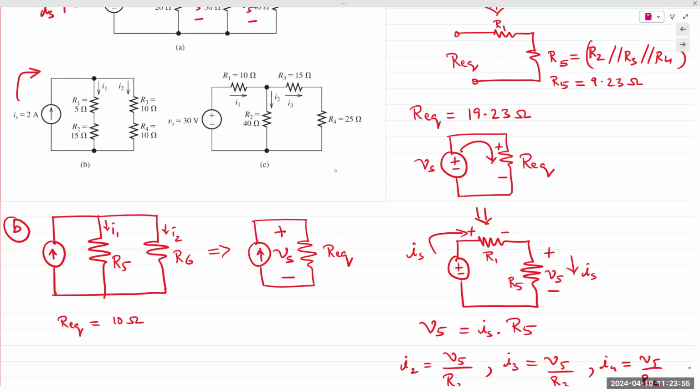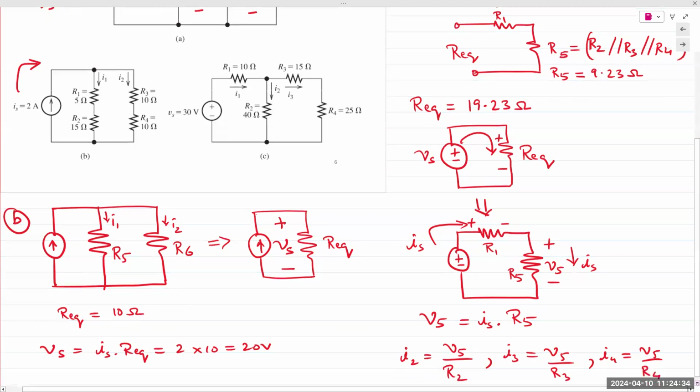Voltage Vs is the same for all 3 branches. So Vs would be equal to Is times Req, 2 times 10, 20 volts. 20 volts appears across the current source, across the first branch, and also across the second branch of the resistance. You now have the voltage. You apply Ohm's law one more time, find I1 and find I2. Easy enough? Any questions?